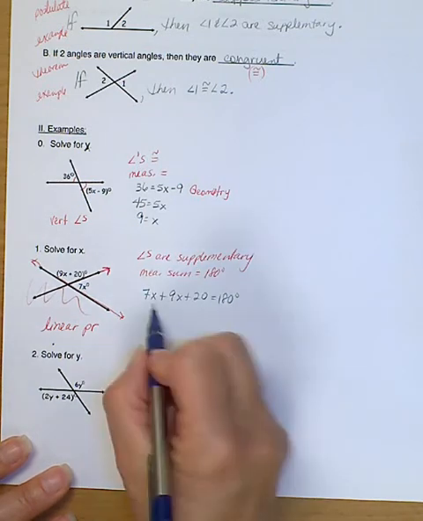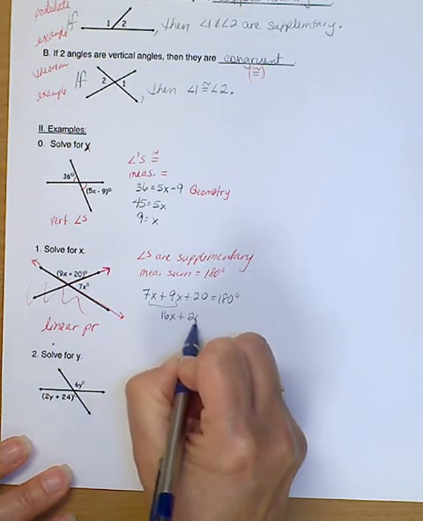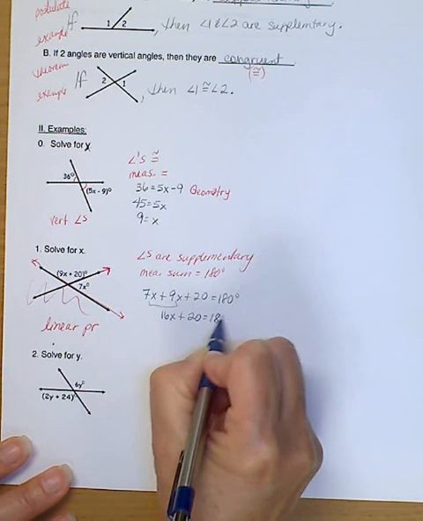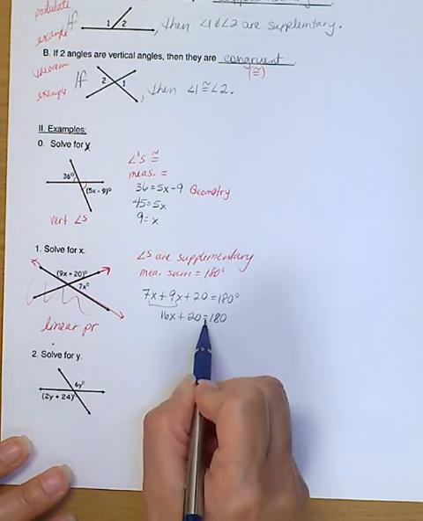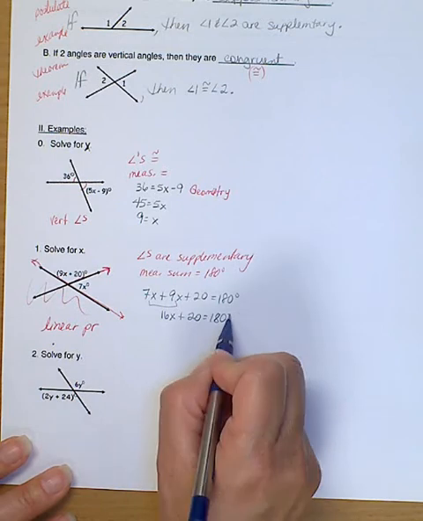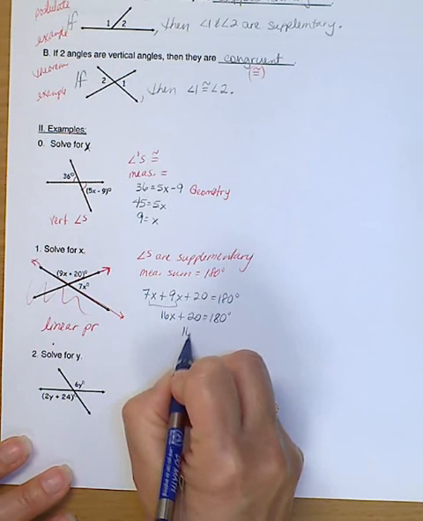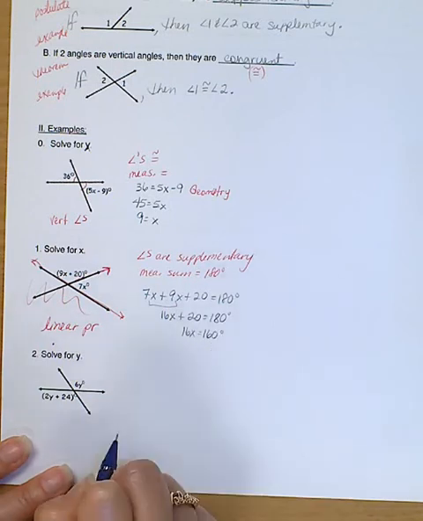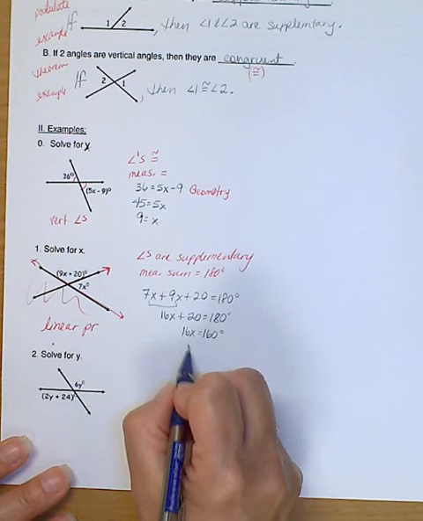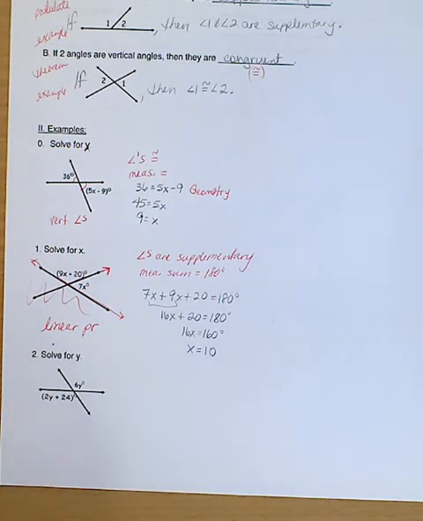Combine like terms because they're on the same side of the equal sign. So 16x plus 20 equals 180, because I'm just bringing everything else down. Subtract 20. So 16x equals 160. Divide by 16 and x is 10. Now it said solve for x, so we are done in that category.